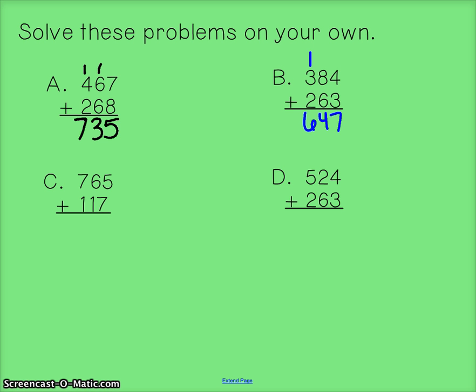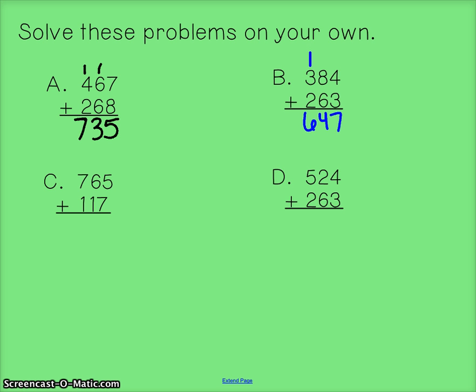All right, third graders, here's our answer for B. So we start in our ones place value, and then we're going to be working our way to the larger place values. So adding 4 plus 3 gives us 7. 8 plus 6 gives us 14. I carry my tens from my answer to our next place value. So then I'm adding 3 plus 1, which is 4. 4 plus 2 gives 6. Our answer is 647.